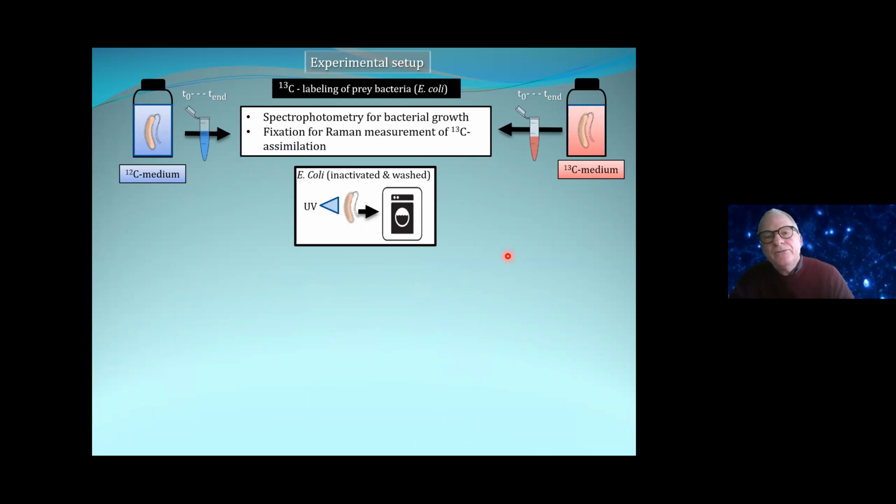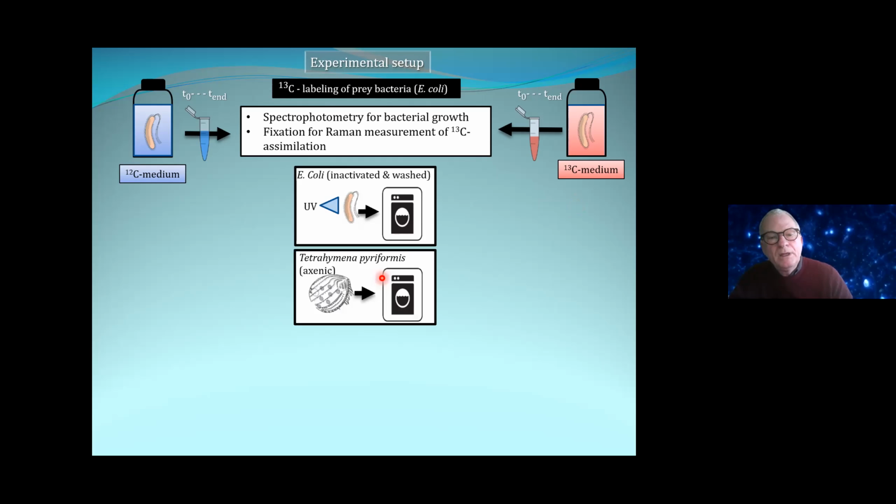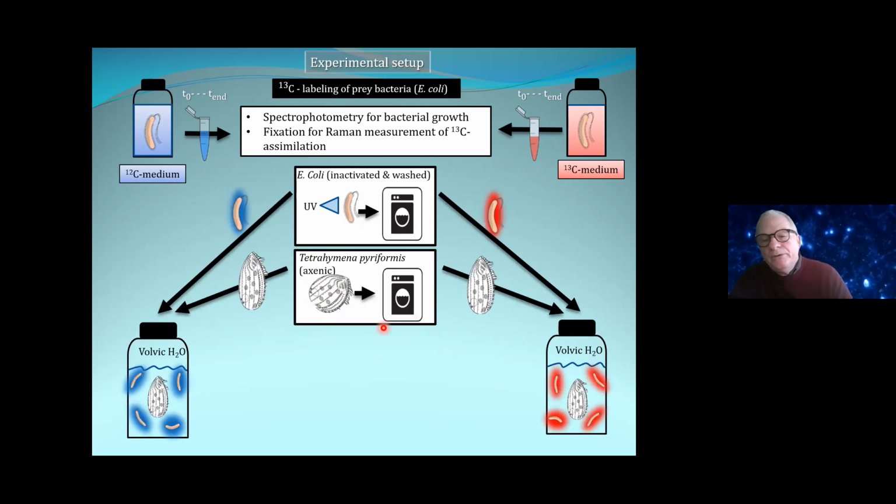Once they have assimilated all the label that they're going to assimilate, we stop them from growing by subjecting them to UV light. This is a strain that has a UV sensitivity, and it shuts down growth. It doesn't kill the cells, doesn't stop metabolism, but they can't divide. We then clean up a ciliate host, a protozoan, which is a lab rat for lots of protozoologists, and it's easy to manipulate in culture. And we do grazing experiments.